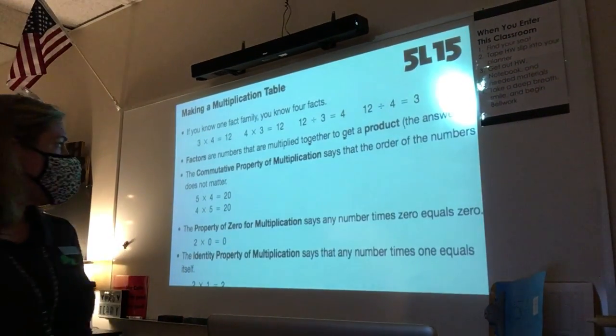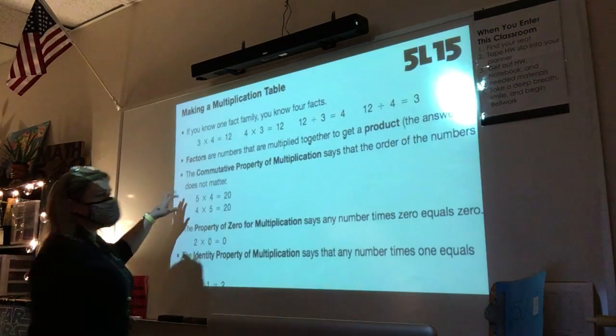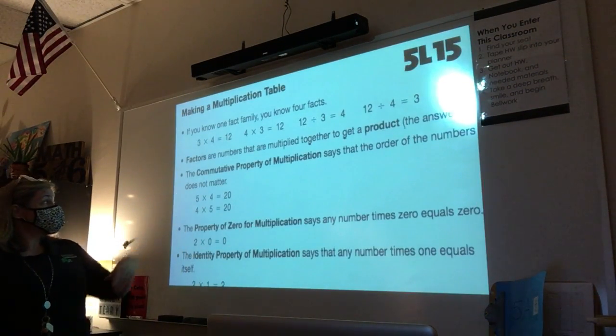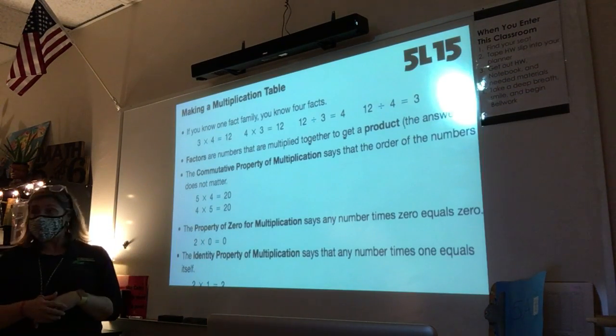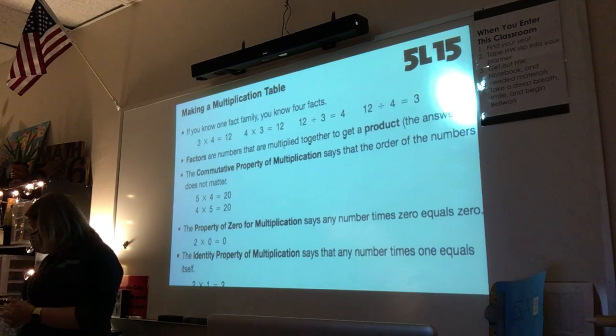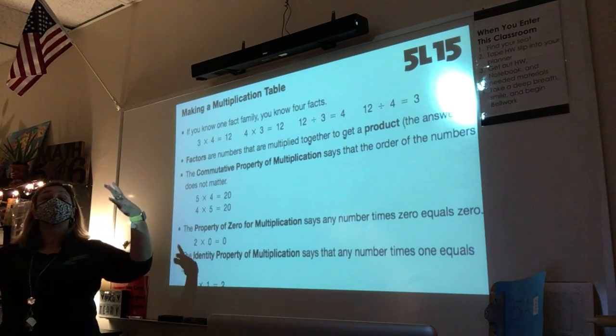Okay, good. So this talks about the commutative property of multiplication, and it says that the order of the numbers doesn't matter. So 5 times 4 is the same thing as 4 times 5. And then we talked about the zero property of multiplication, which says that any number times 0 will always equal 0.